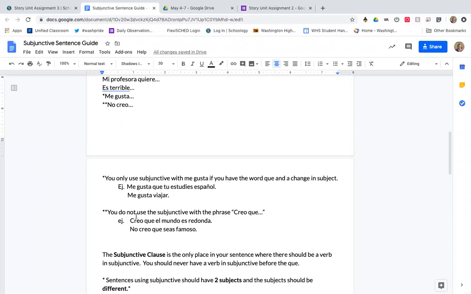In our second sentence, it just says, me gusta viajar. In this example, we do not have the word que, and we do not change subject, so we do not use subjunctive.